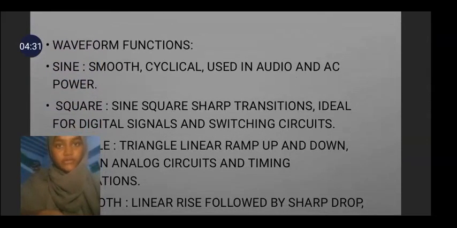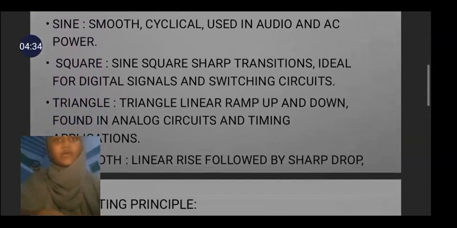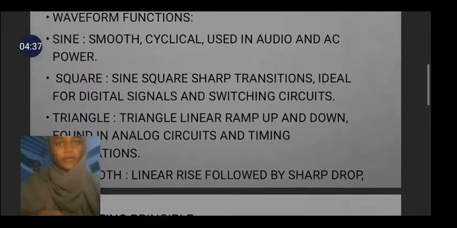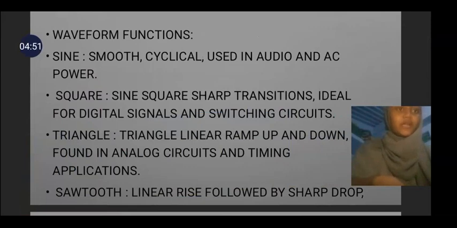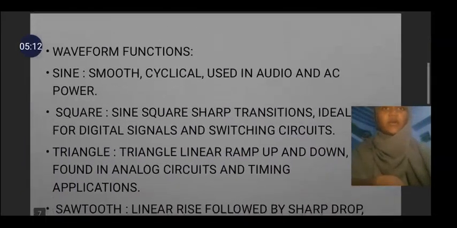As we see, this function generator generates a sine wave, square wave, triangular wave, and sawtooth wave. So what are the uses or characteristics of these waves? The sine wave is smooth and cyclical, and it is used in AC power and audio. The square wave has sharp transitions, ideal for digital signals and switching circuits. The triangle wave is found in analog circuits and timing. And the sawtooth is a linear rise followed by a sharp drop. So that's all. I'm handing over the session to Niranjana.